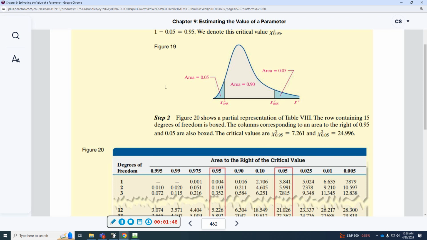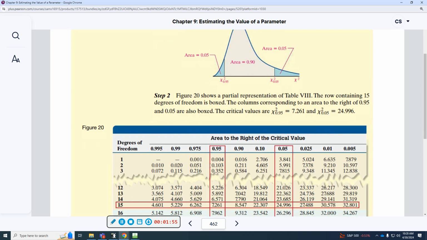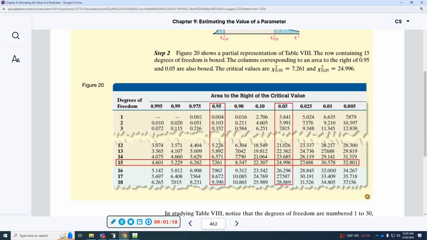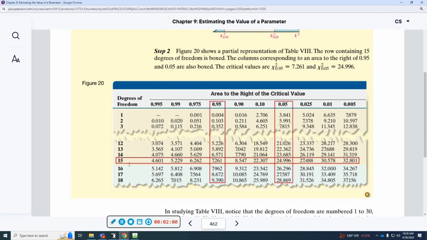If you want to find the area to the left where it's 0.05, that means 0.95 would be to the right of that point. And so you would look at 0.95 and you would find that degrees of freedom.